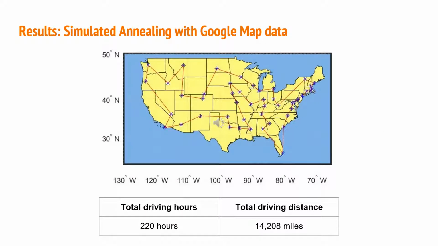The total driving hours is 220 and the total driving distance is 14,208 miles. Comparing with the result we obtained in shell heuristic, we can find that the simulated annealing gives a worse result. This may be because simulated annealing is more stochastic, that it starts from an inefficient solution, and there is no guarantee that the final solution will be a good local minimum that we would like to accept.